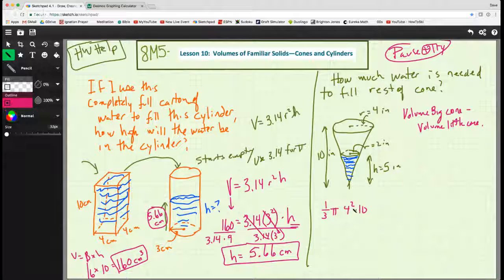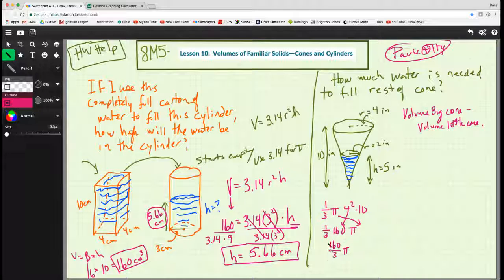So that's 1/3 of, and I'll put the pi at the end, 1/3 of 160. 4 squared is 16 times 10 is 160 pi. So that's also equal to 160 over 3 pi. That's the volume of my big cone.